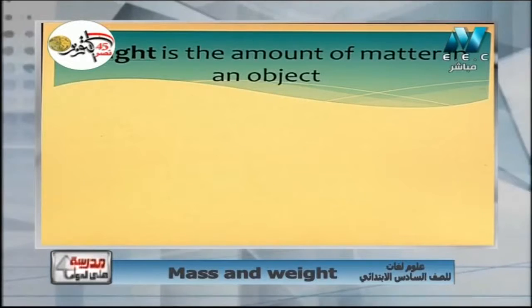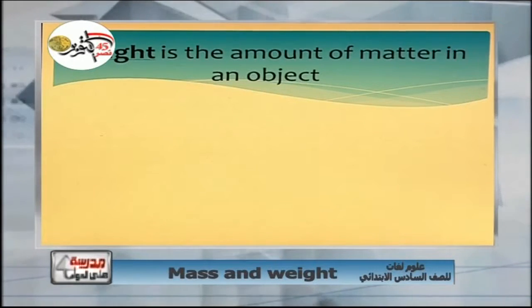So now let's practice more example or more questions about mass and weight, like correct the underlined word, scientific term and complete and so on. So now we will practice the correct the underlined word questions. So now let us read the first question. It will says weight is the amount of matter in an object.